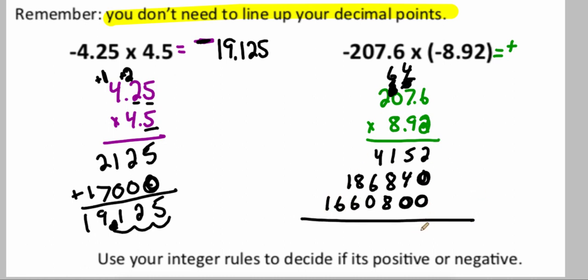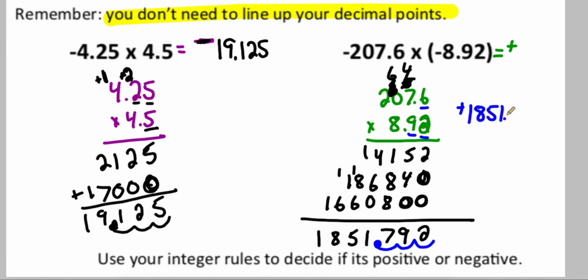Now you get a lot of numbers, so be careful. 2, 9, 17, 11. Here I'm going to get 15, 8, and 1. So that's a big, long number. Remember, you've got to go back to your decimal points. There were 1, 2, 3 decimal places in the problem. So I come over 1, 2, 3 decimal places. And I get a positive 1,851.792. So it's really just decimal multiplication with a short little step of deciding whether it's going to be positive or negative.